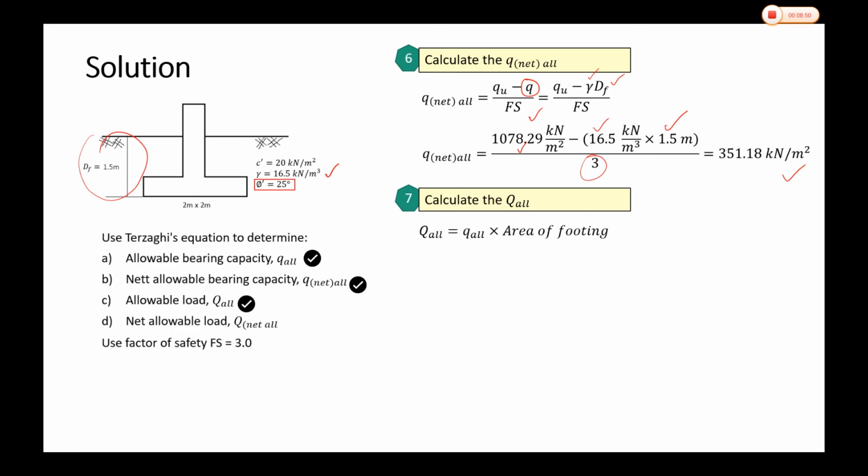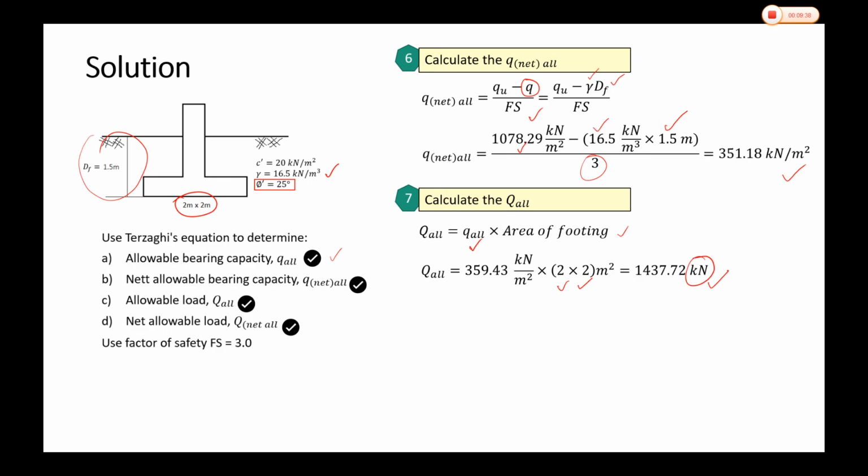All right, so to get the capital Q, it is actually based on the area of footing. So from the Q allowable, we just multiply by the area of footing, given that this is the size of the foundation. Okay, so we know that the area of footing is 2 times 2. So we already have the Q allowable that we calculated in question A. All right, so we just need to multiply by the area of footing. So you will have the capital Q subscript allowable in the unit of kilonewton.